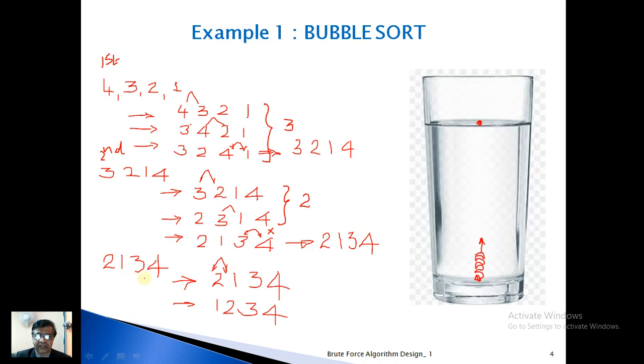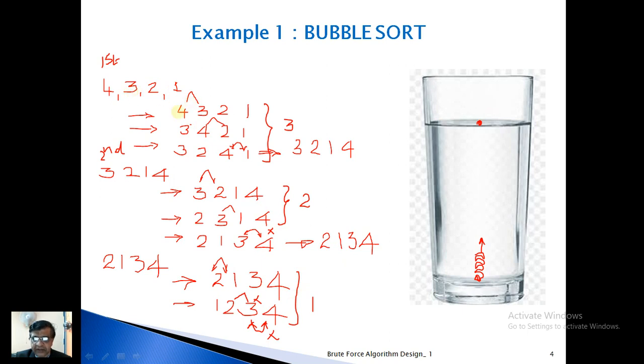2 1 3 4 is taken for comparison again, and 2 1 is compared. So it becomes 1 and 2. 1 2 3 4. This comparison is not needed, and so also this comparison is not needed. Therefore the third iteration results in only 1 comparison. So you can notice the comparisons getting reduced as the algorithm passes iteration after iteration.